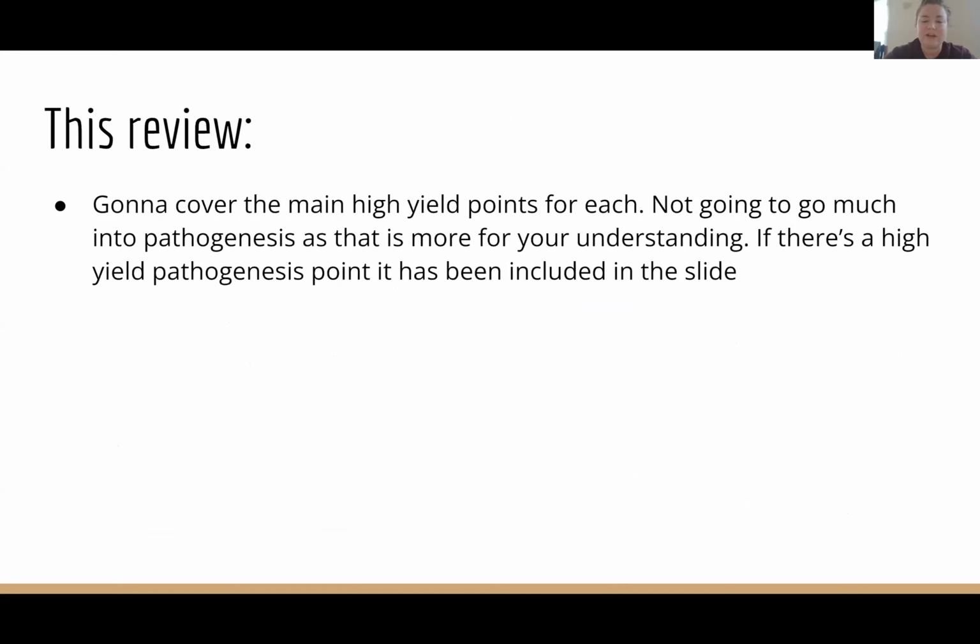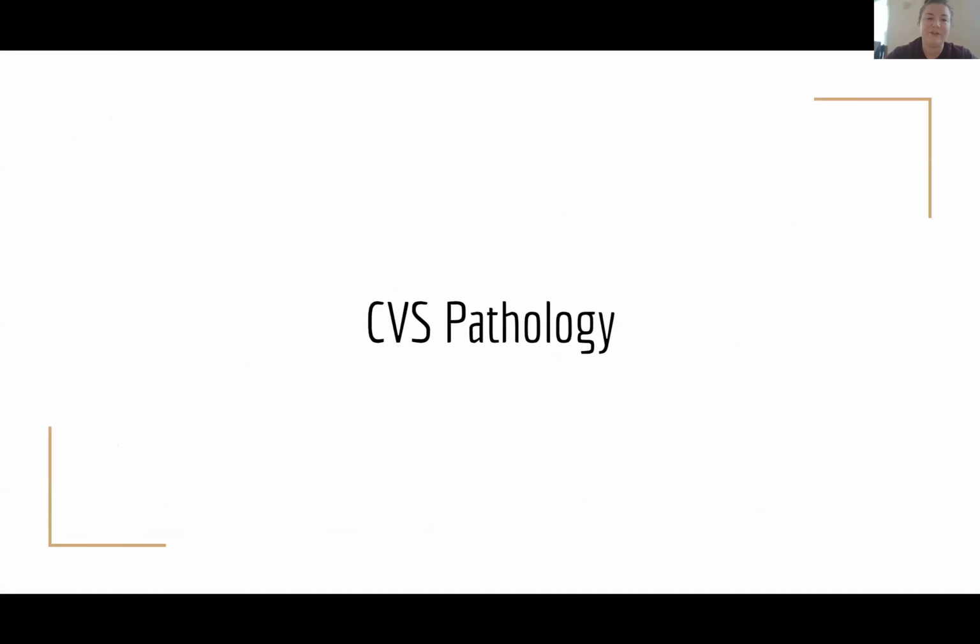Okay, so we're going to cover high yield points for each. I condensed this greatly. I went through the slides and I picked out the things that I think you need to focus on at this point in your studying. We'll talk about the pathology, the pathogenesis and everything, but I made a point to pull out the big high yield buzzwords for all of the pathologies that we're going through, and then the histo as well.